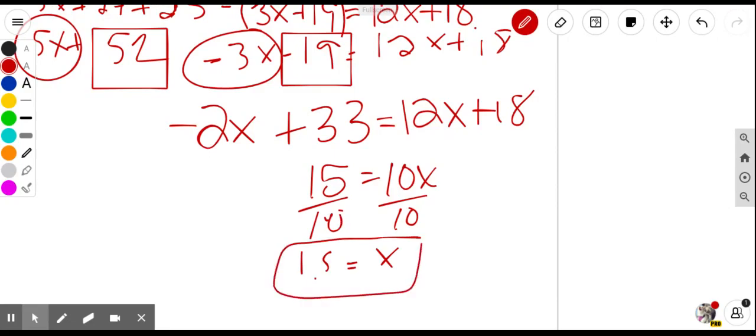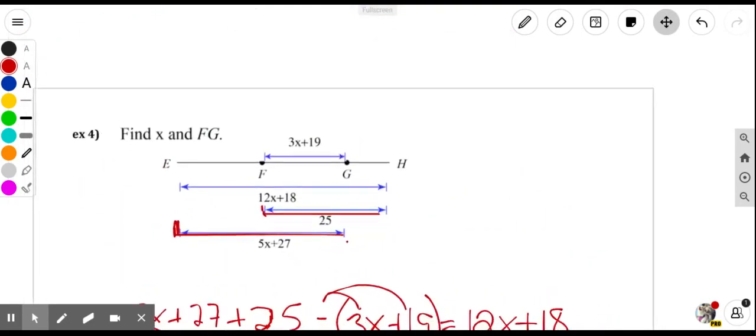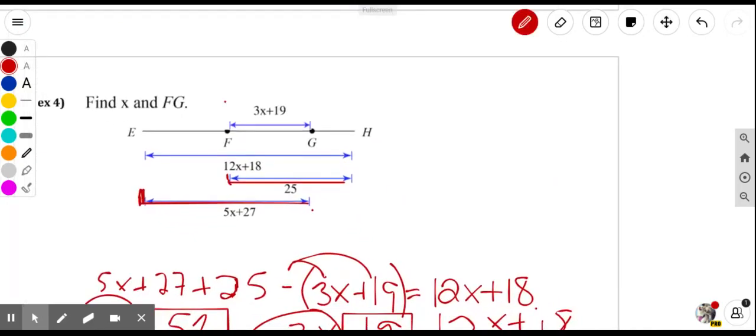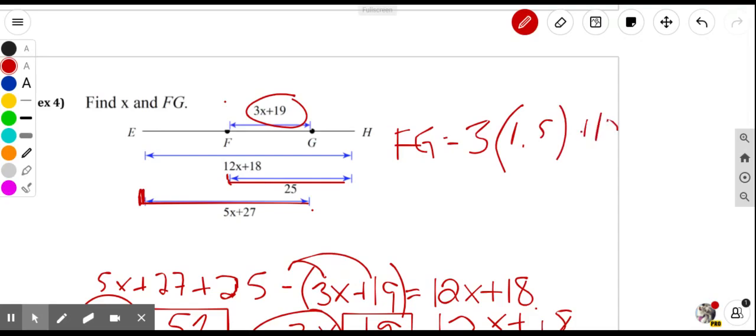So once you get x equals 1.5, you have to answer the last question, which said to find FG. So FG, as you can see, is 3x plus 19. So you're just going to plug in. You're going to do 3 times 1.5 plus 19. You're going to multiply 3 times 1.5 is 4.5. 4.5 plus 19 is 23.5 would be your final answer.